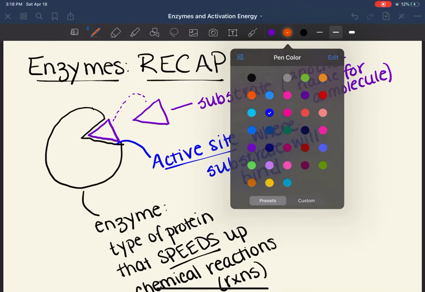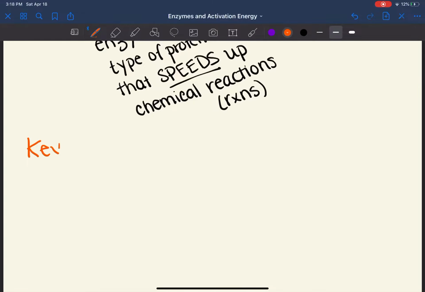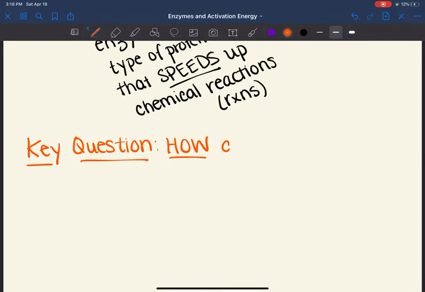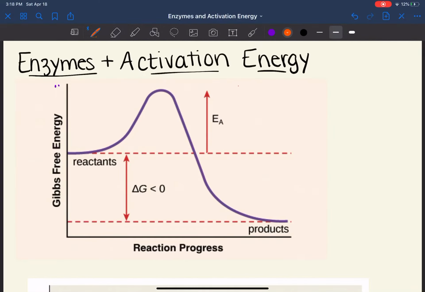Well, let's pick a different color. So today, our key question here is: how do enzymes speed up the reaction? How does that even happen? So let's go on over here.